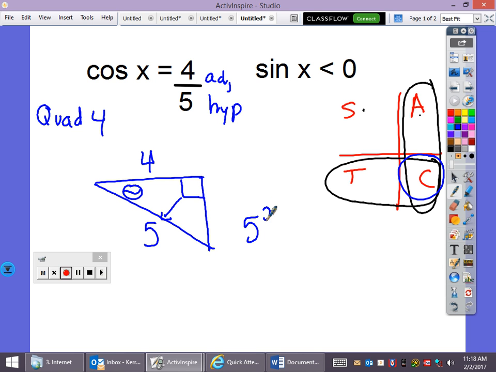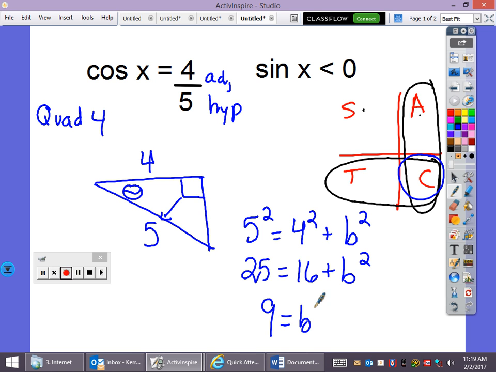So 5 squared equals 4 squared plus b squared. 25 equals 16 plus b squared. 9 equals b squared. Therefore, b equals 3. What I did and didn't show was I subtracted 16 to get the 9. Okay, so this side is 3.